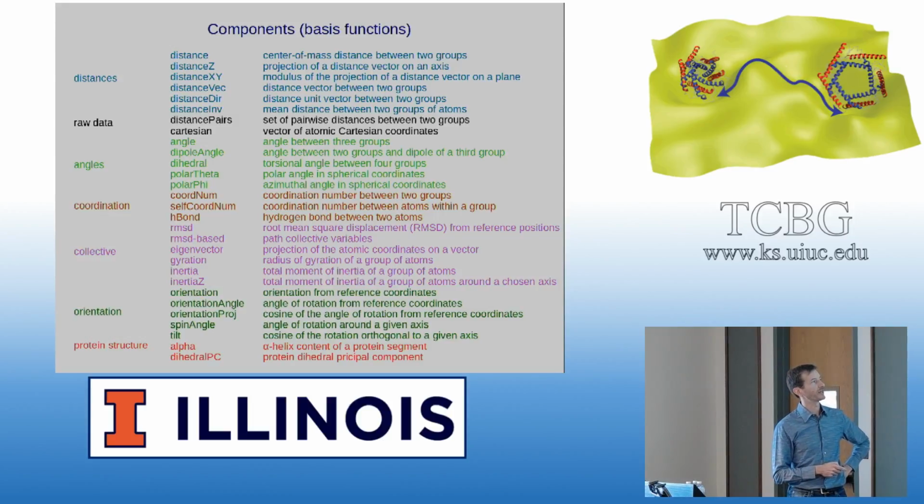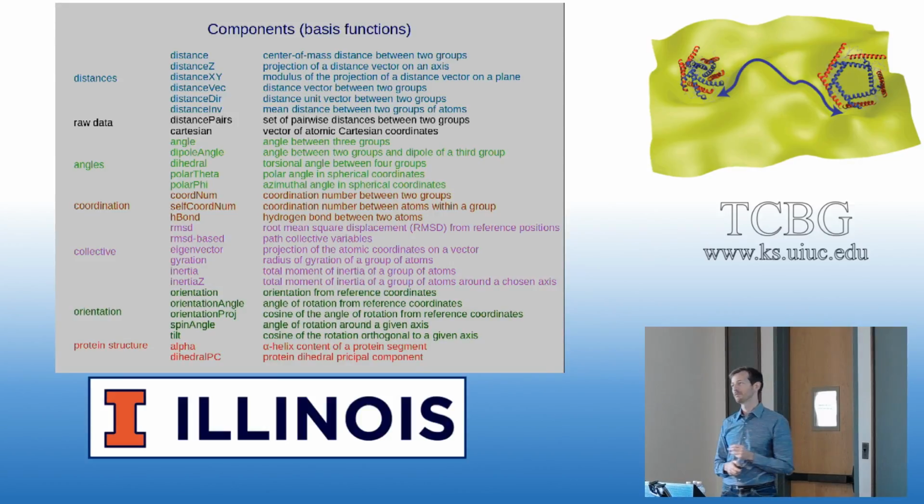There is this eigenvector, which might not be very well named. You can say that because I named it. And it's really the projection of atomic coordinates on a vector, any vector. Very often that will be an eigenvector coming from a PCA analysis or some form, or normal mode analysis. So it's often an eigenvector of some sort, but it's any vector you want.